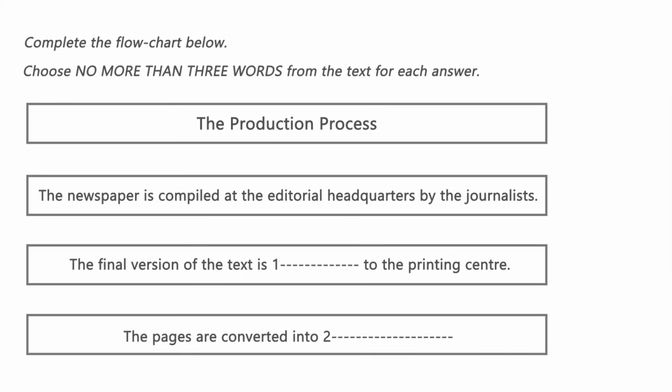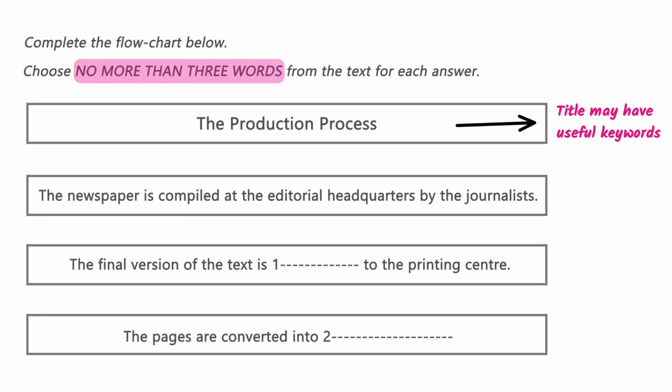All right, now we're going to work on a sample flowchart question. First, let's take a look at this question here. The first thing is you pay attention to how many words you can write. Here, as you can see, no more than 3 words, so we can write up to 3 words for each question. And the title is very important, all right? It is actually a useful keyword. The production process, this is the keyword, right? This is the title. So we should write the stages of the production process.